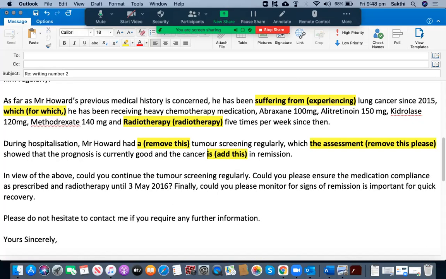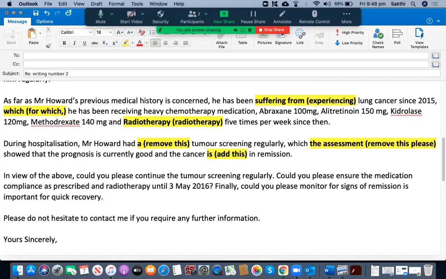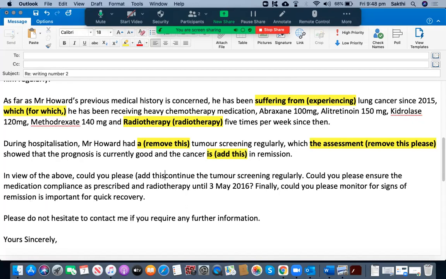Must be the better view of the book. Could you continue? Okay, it's better to say, could you please continue? It's always recommended to use some formal, polite words wherever possible. You can use kindly and so on. So could you please continue the tumor screening regularly? Whenever you ask a question, you need to place a question mark after that.